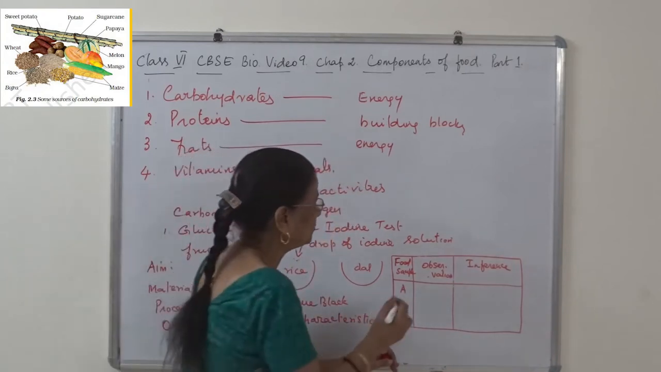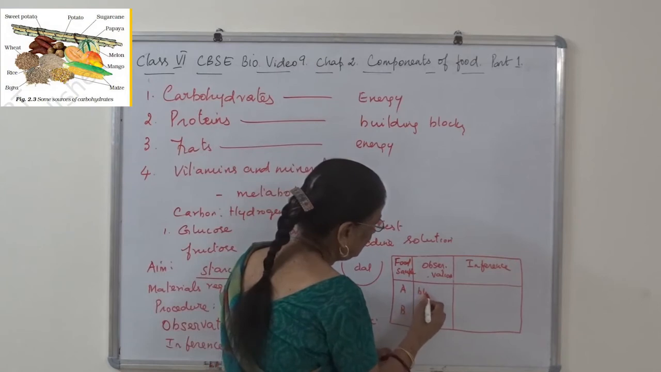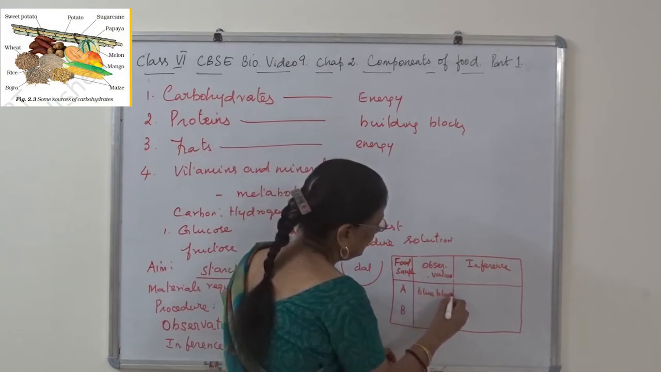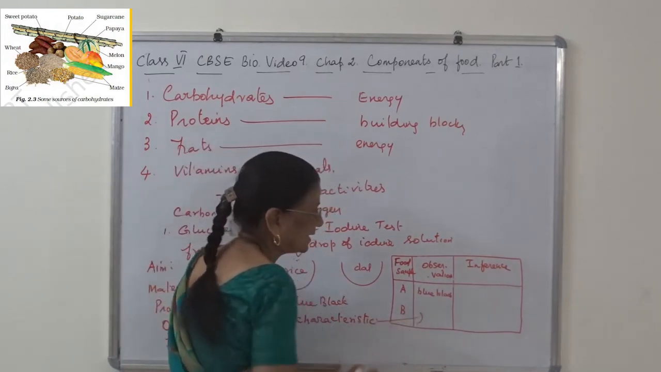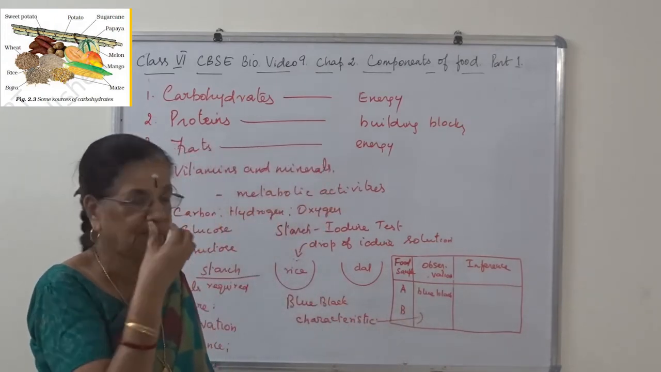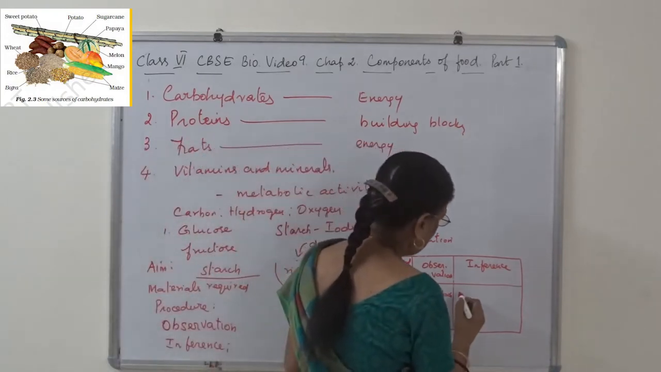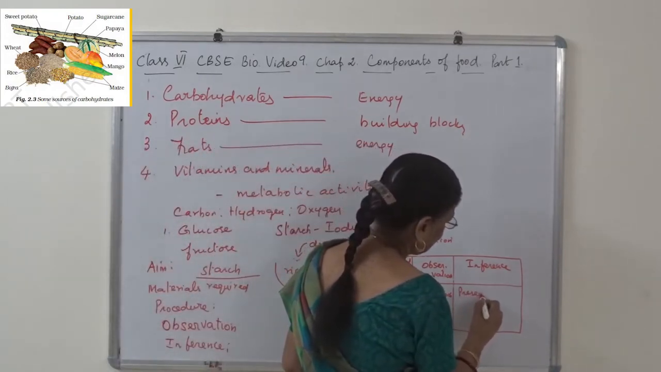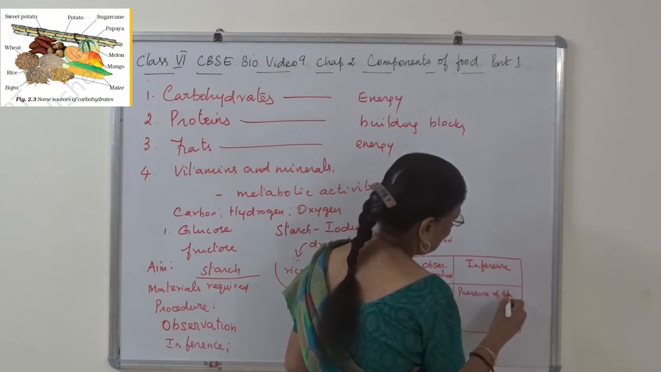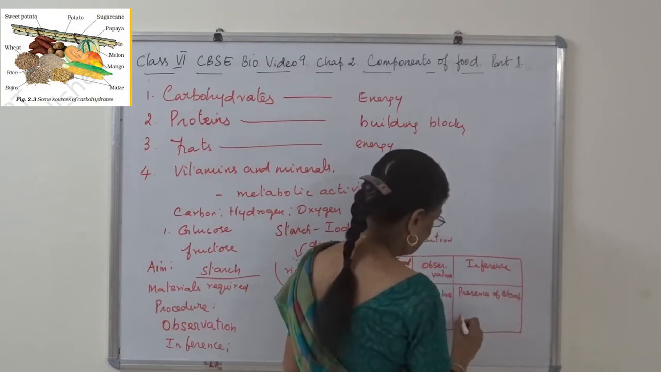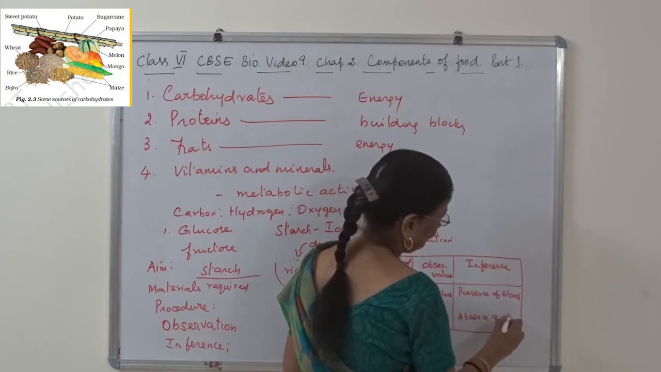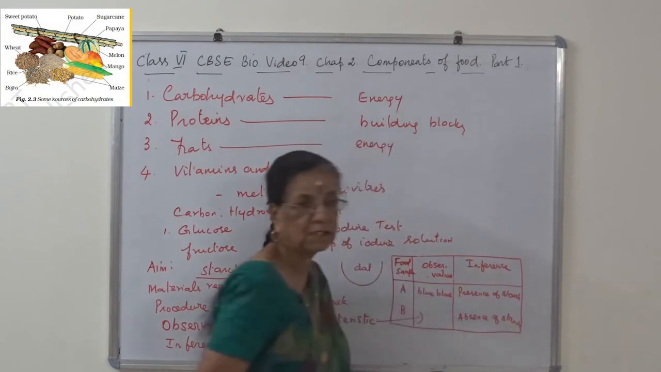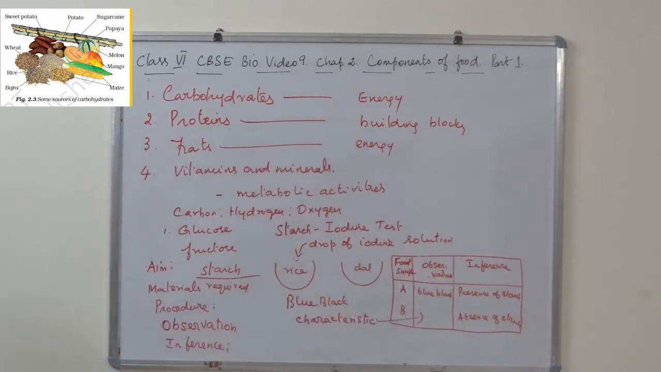What do you observe? Food sample A turns blue-black in color. Here you will write there is no characteristic change. Okay. So here inference: presence of starch under sample A, and absence of starch under sample B. Presence of starch, absence of starch. That way you have to fill it up.